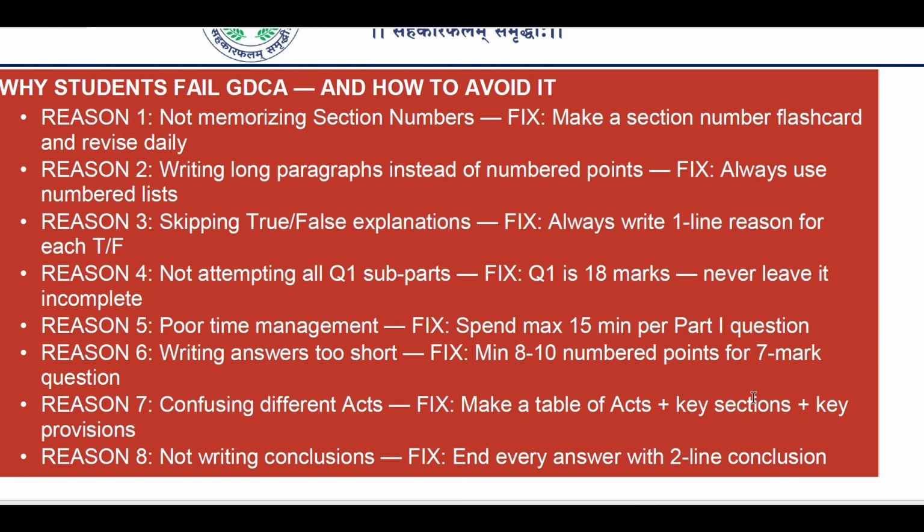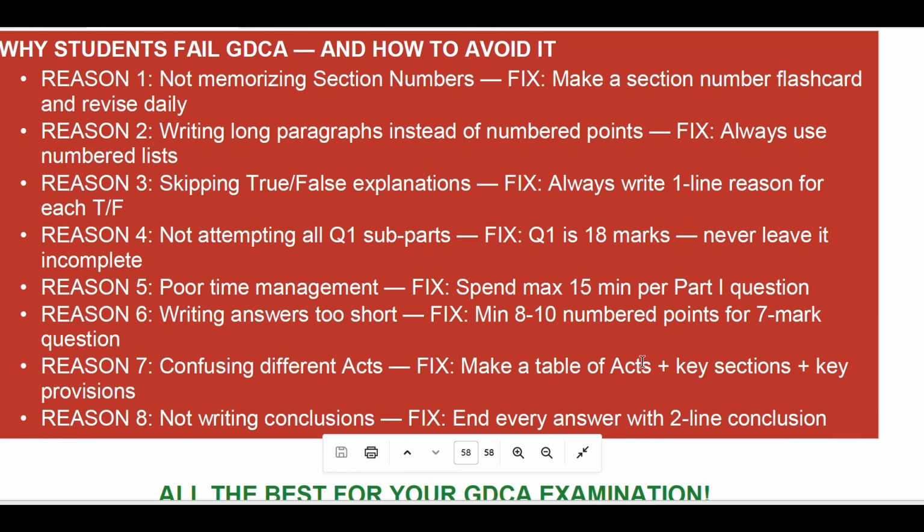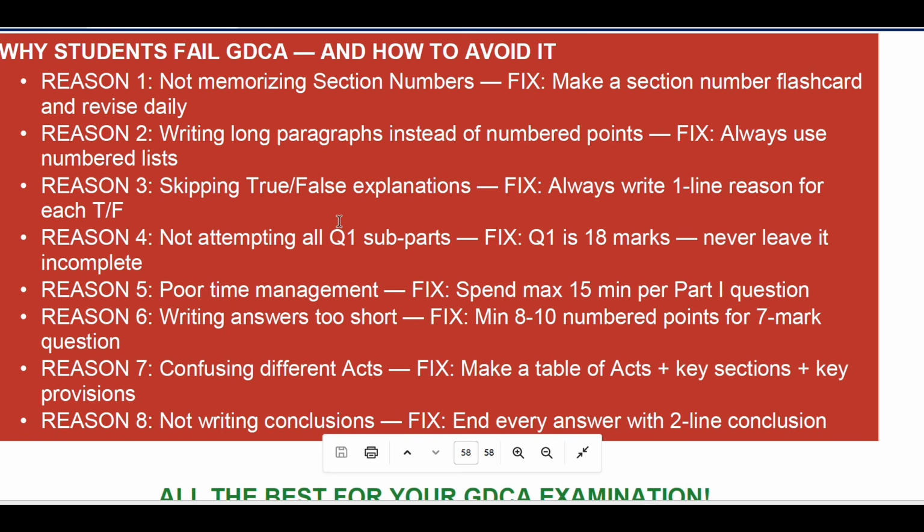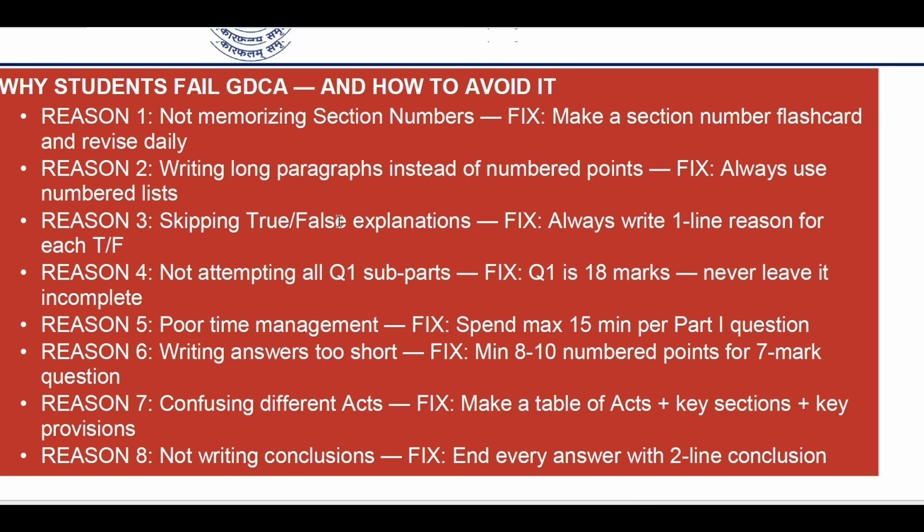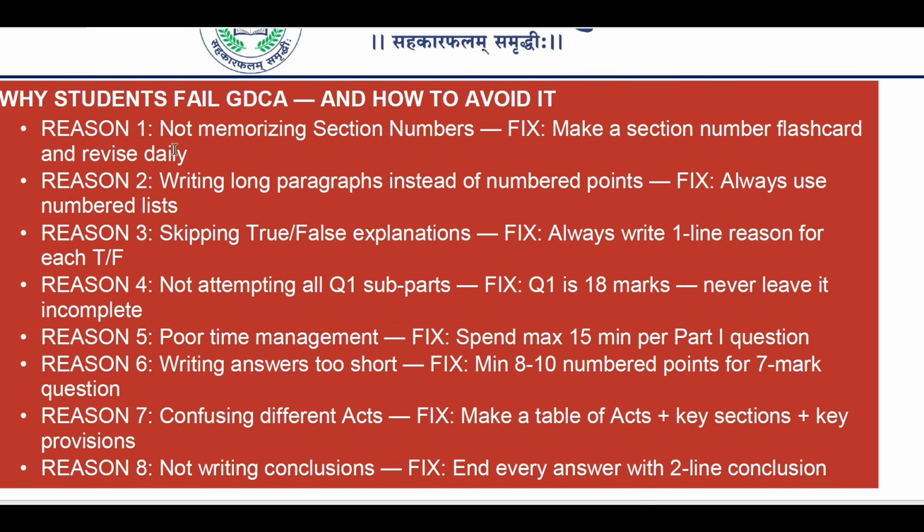And what is the main reason a student fails in GDCA, and how to avoid it? There are some 7 to 8 reasons. Reason number one: not memorizing section numbers. How to fix it? Make a section numbers flashcard and revise daily.